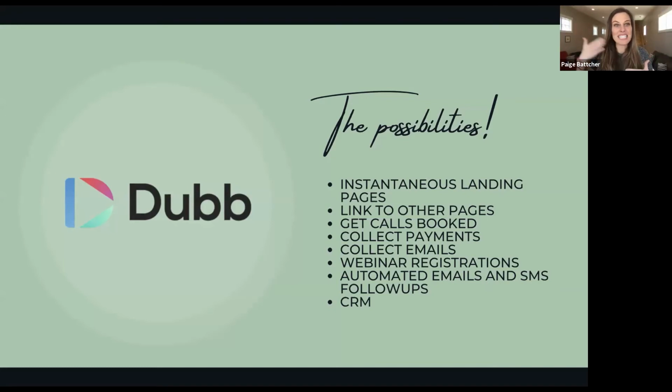Then you can also link to other pages, other Dubb pages, other videos. You can also link to outside pages, anything you have on a website, WordPress, Wix, wherever you have it. You can get calls booked. There are calendar integrations. You can collect payments through here. You can collect emails. You can do webinar registrations. You can do automated emails and SMS follow-up. You can also, there's a CRM feature.